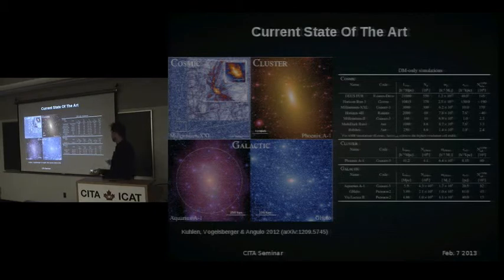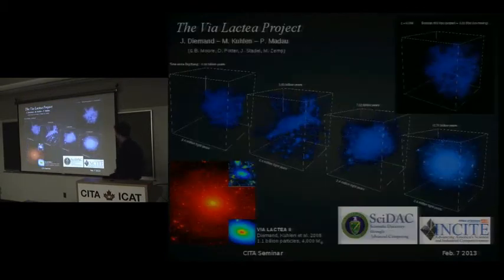And the particle masses that people can resolve, for example, here in the Aquarius one or in the Via Láctea or GHALO, is about a few thousand solar masses. And you can get force softening resolutions of tens of parsecs out of these. So this is the work that I've been more involved in, the galactic scale simulations. So let me just show one of them.